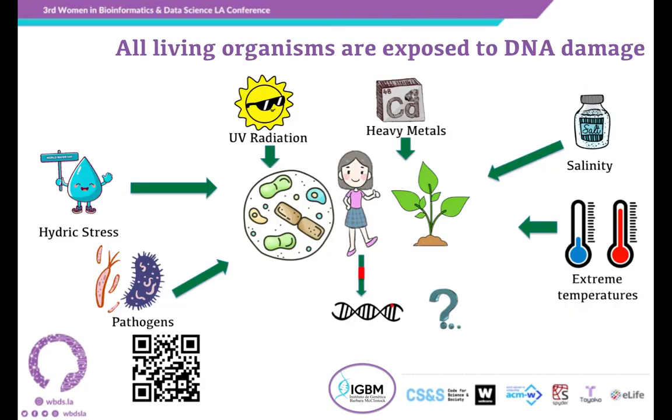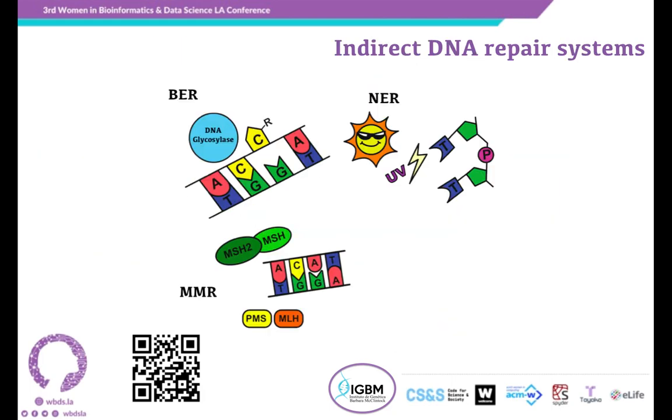All living organisms are continuously exposed to DNA damage by different factors, as you can see in this slide. To avoid these changes in DNA becoming mutations that can affect regular cellular processes, DNA repair systems exist. They can be direct or indirect. Indirect DNA repair systems can be BER, base excision repair, NER, nucleotide excision repair, or the mismatch repair, MMR.